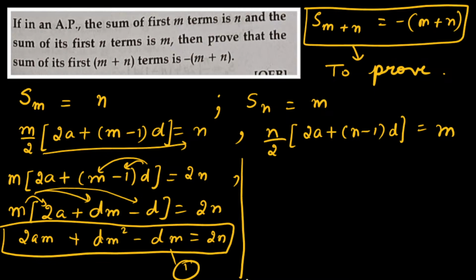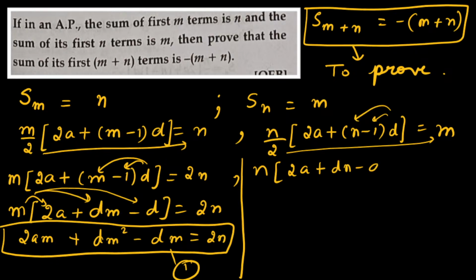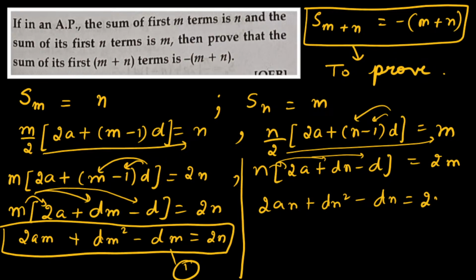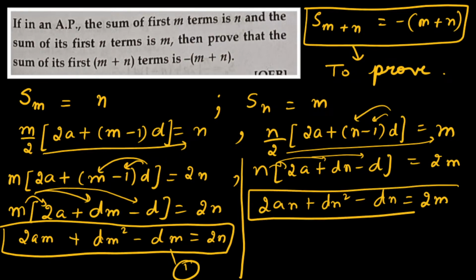So the same way I'll simplify this equation also. So this 2 will shift to the other side. So here what I'm left with is n into 2a plus, let's multiply this also, dn minus d. On the other side I'll get 2m. Let's multiply n as well now. N we are multiplying with all three. So 2an plus dn square minus dn is equal to 2m. So this I will be considering as the second equation.